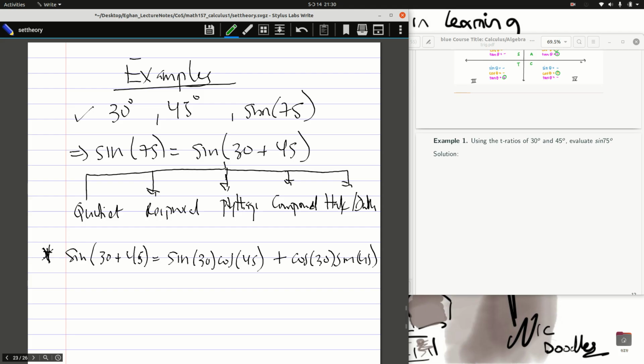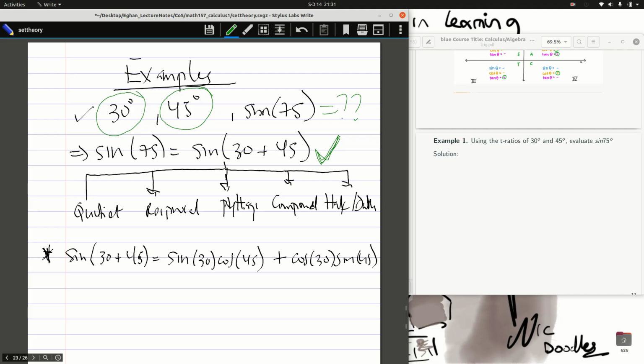We are given some t ratios, 30 degrees, 45 degrees, and we are asked to find sine 75. Again, I know you can use your calculator to just punch this and then you have your answer. But how do we use identities? Because I'm giving two t ratios, it means I have to make use of them. If it's not important, it wouldn't be stated in the problem. And so realize that sine 75 can be expressed as sine 30 plus 45.